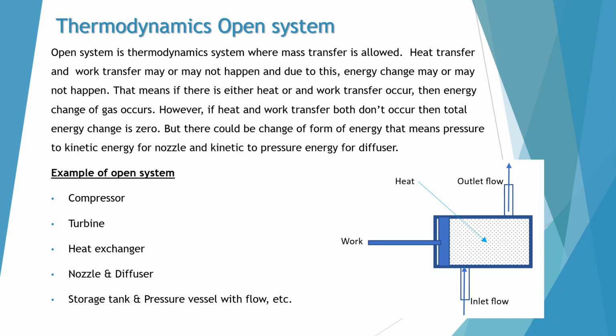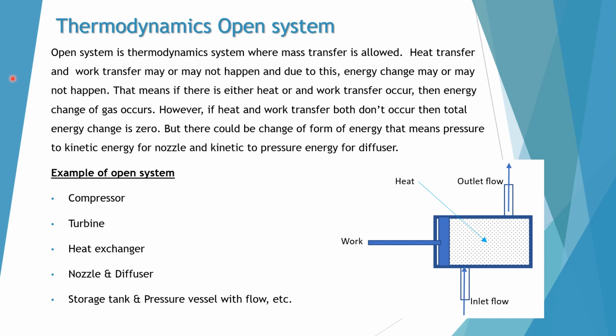Open system. An open system is a thermodynamic system where mass transfer is allowed, meaning flow of gases is allowed in the system. So gas comes into the system and gas goes out from the system. Heat transfer and work transfer may or may not happen, and due to this, energy change may or may not happen. That means if heat and/or work transfer occurs in the system, then energy change of the gas occurs. However, if heat and work both don't occur, then total energy change is zero.